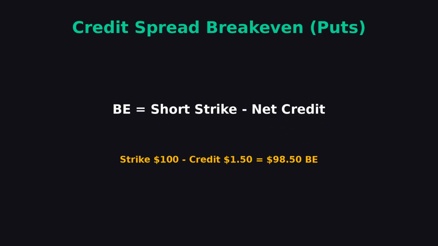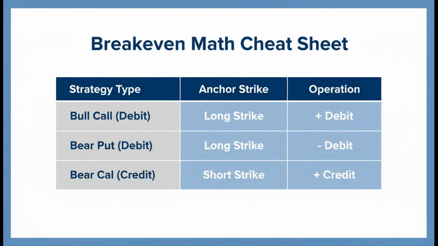Conversely, credit spreads, like the bull put spread, work differently because you receive cash up front. Here, the credit acts as a buffer or cushion against the stock price. To find the break-even, we anchor to the short strike and subtract the net credit received. The stock can actually move against you slightly, but as long as it stays above this calculated level, the trade remains profitable.